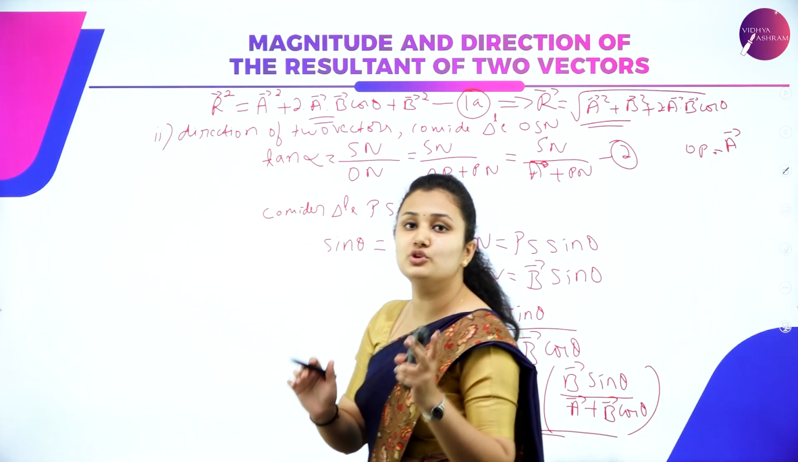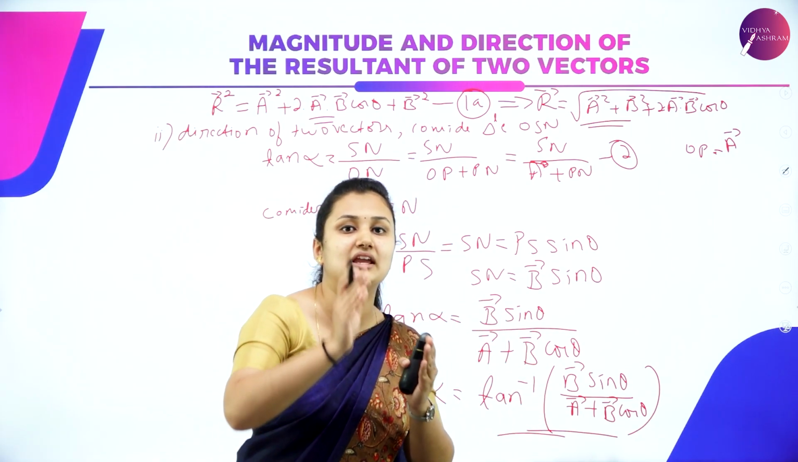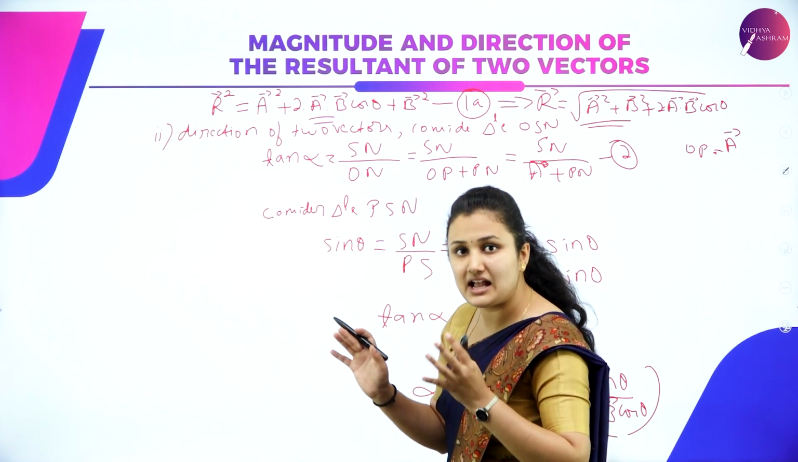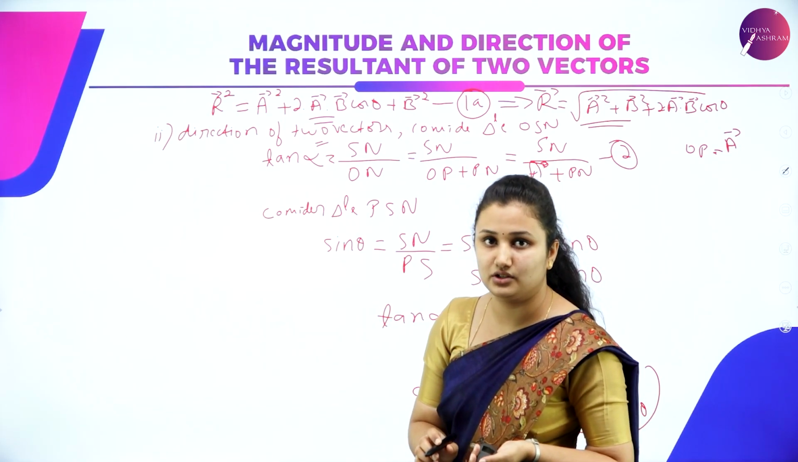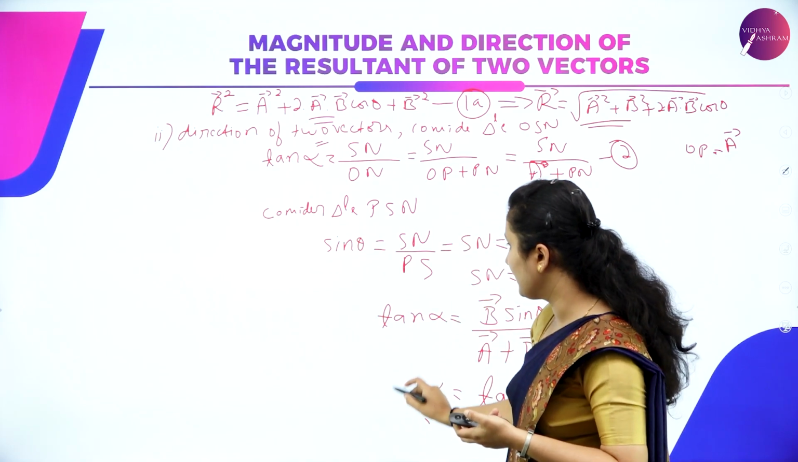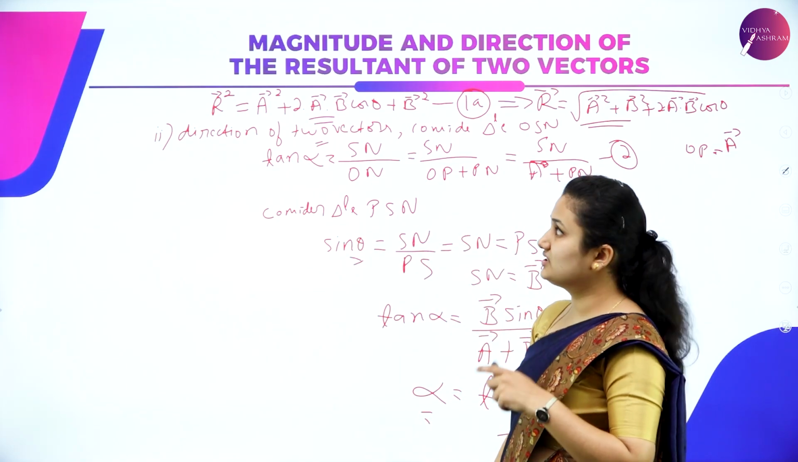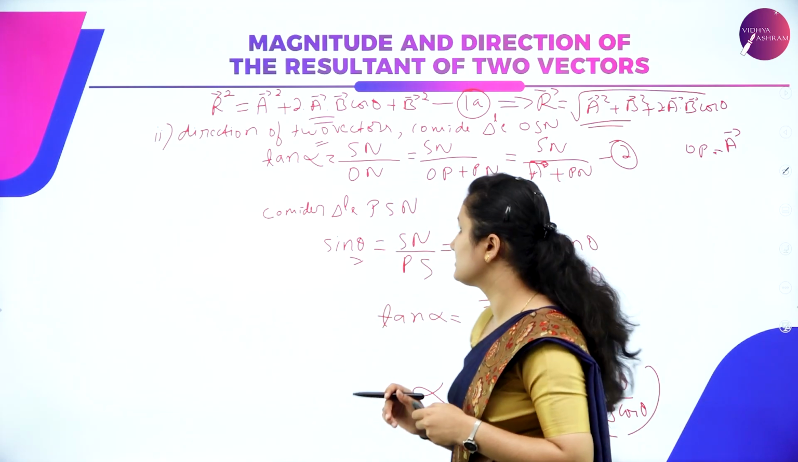So we considered two triangles, OSN, that's the yellow triangle, and PSN, the blue triangle. Keeping to the right angle triangle, we found out the direction and the magnitude. To find magnitude, we used cos theta, and to find direction, to find SN, we used sine theta. So this is the expression for magnitude and direction of two vectors.